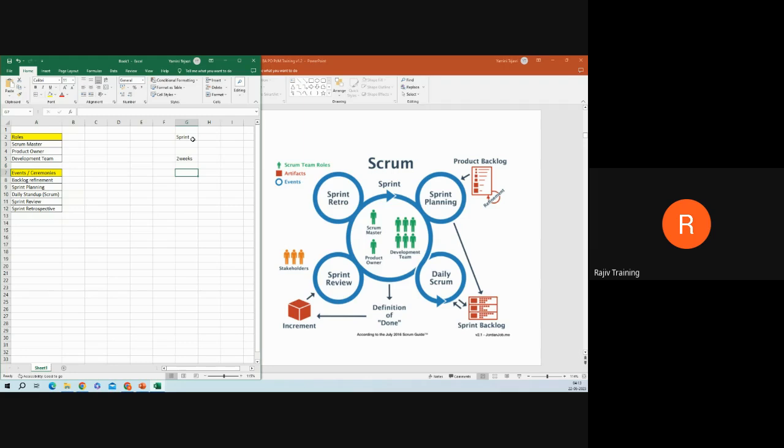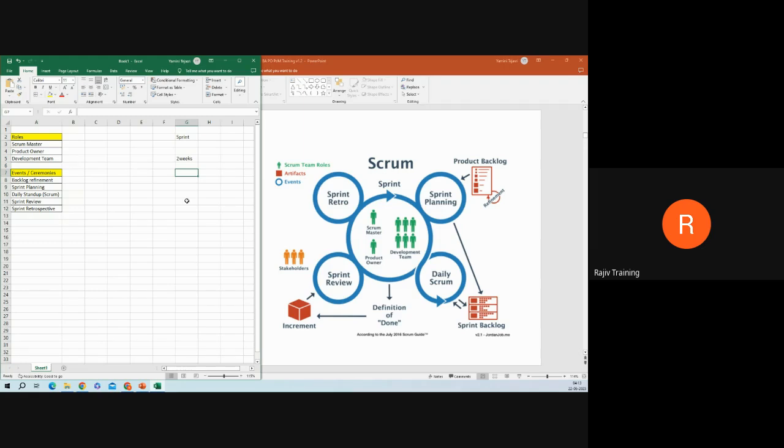Is it confusing or making sense? Yeah, it's making sense. Okay, fine. Now, assume it's a 2 week sprint. As I was saying, most of the times it is a 2 week sprint that is followed.